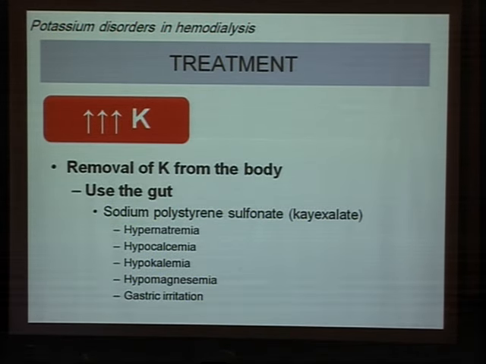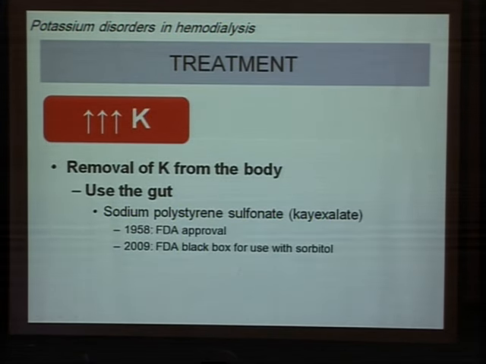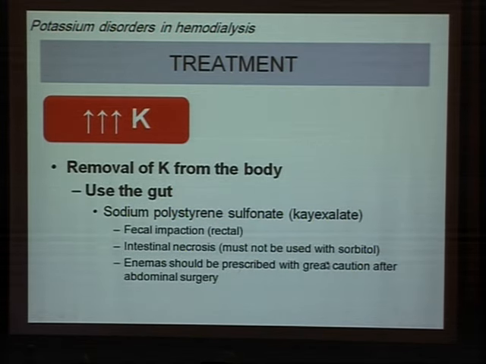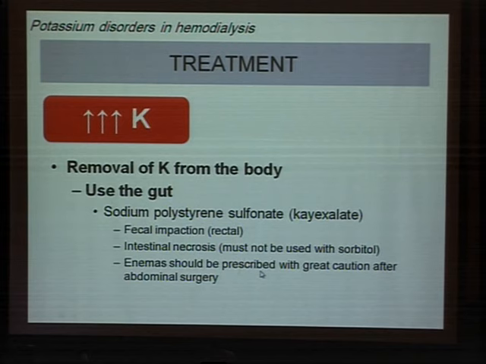And we have another type which is called sodium cation exchange resin. And this is more serious than calcium containing cation exchange resin. It was the first to be approved, but during the last 7 years, there was an FDA black box warning for its use, especially with sorbitol, because of associated serious GIT problems. And this will increase if we use it in the form of enema.